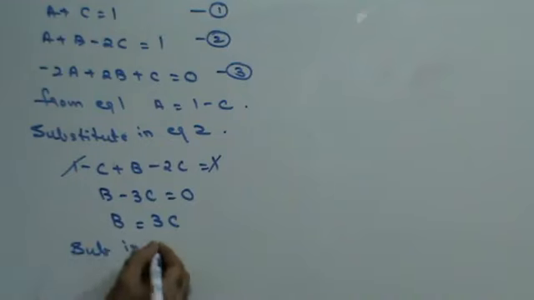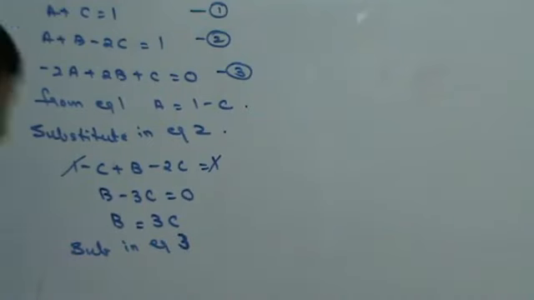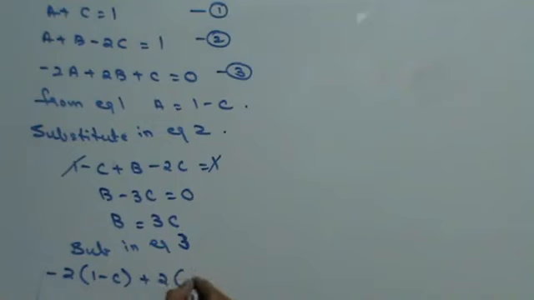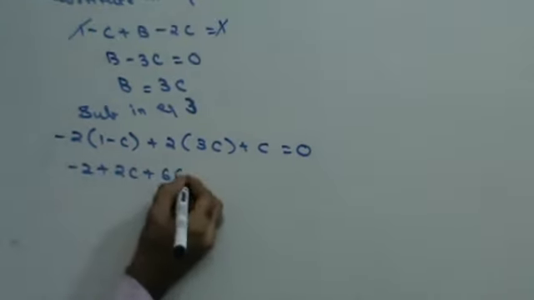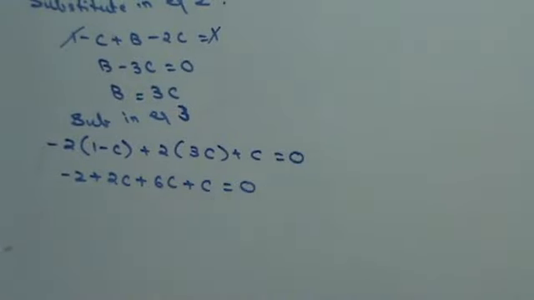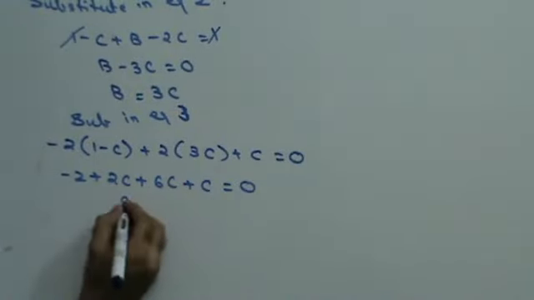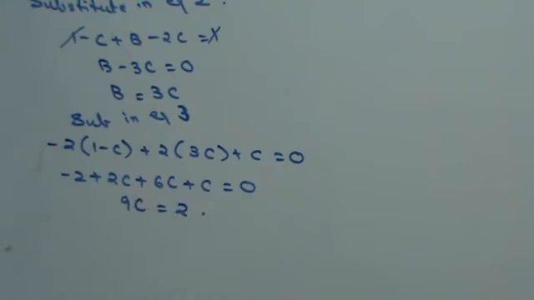Substitute in equation 3. If I substitute in equation 3, minus 2a, a we found out as 1 minus c, plus 2b, b we found out as 3c, plus c is 0. So you will get minus 2 plus 2c plus 6c plus c is 0. So 6, 8, 9c is equal to 2. Therefore, you will get c is equal to 2 upon 9.